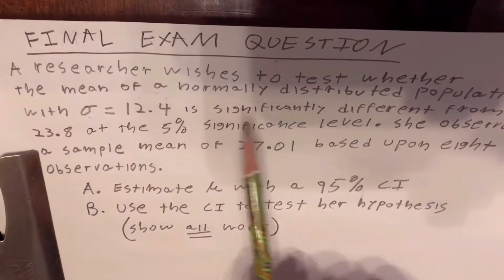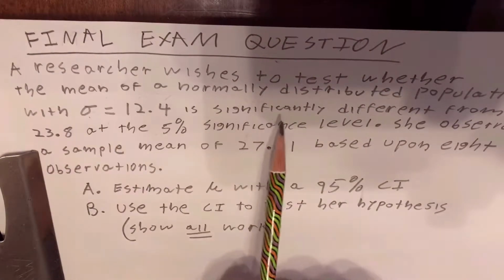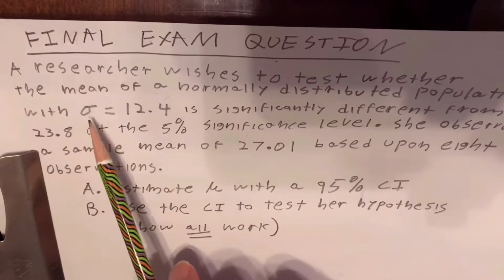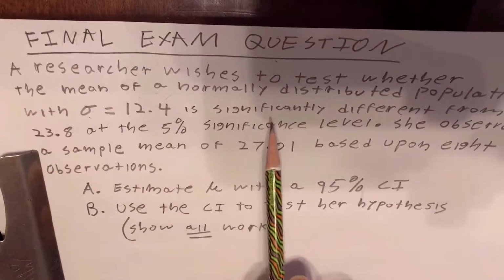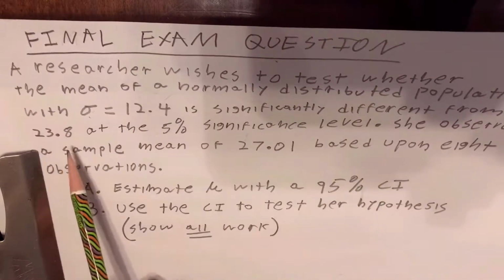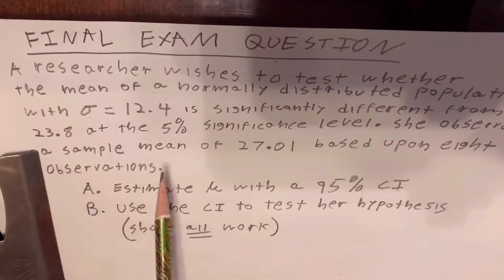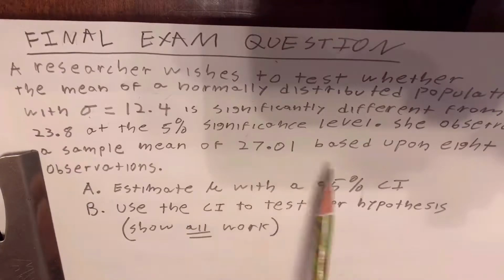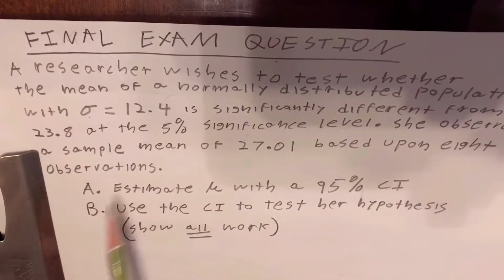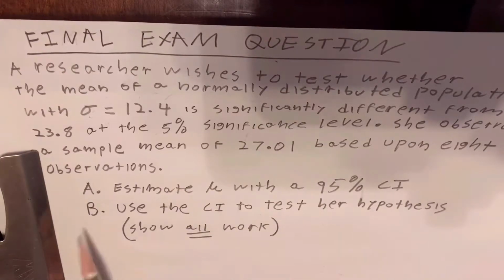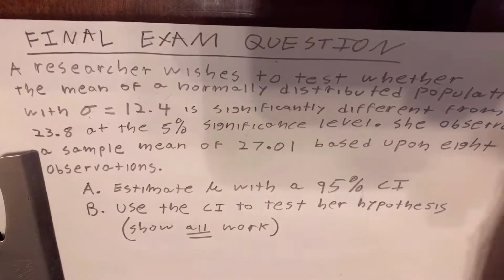A researcher wishes to test whether the mean of a normally distributed population with population standard deviation 12.4 is significantly different from 23.8 at the 5% significance level. She observes a sample mean of 27.01 based upon 8 observations. Part A, estimate the population mean with a 95% confidence interval, and Part B is to use the 95% confidence interval to test her hypothesis.